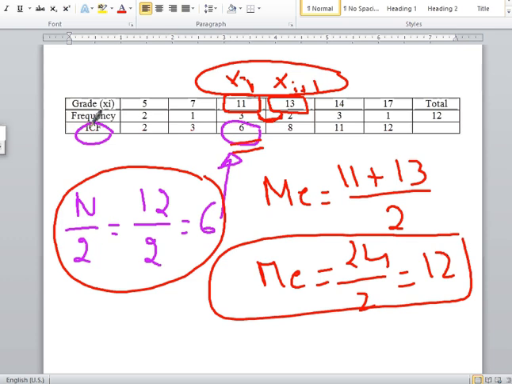So that's it in the case where the data series are grouped in a table. This is how we found the median.